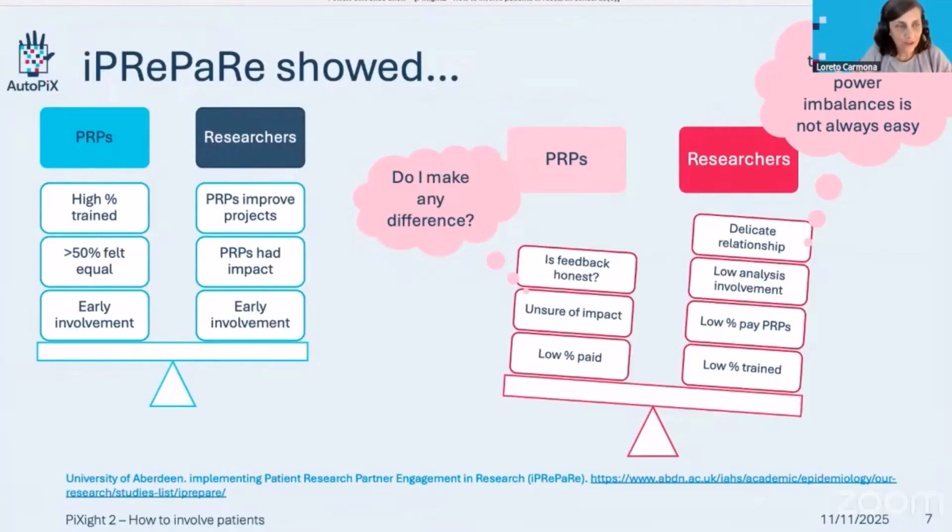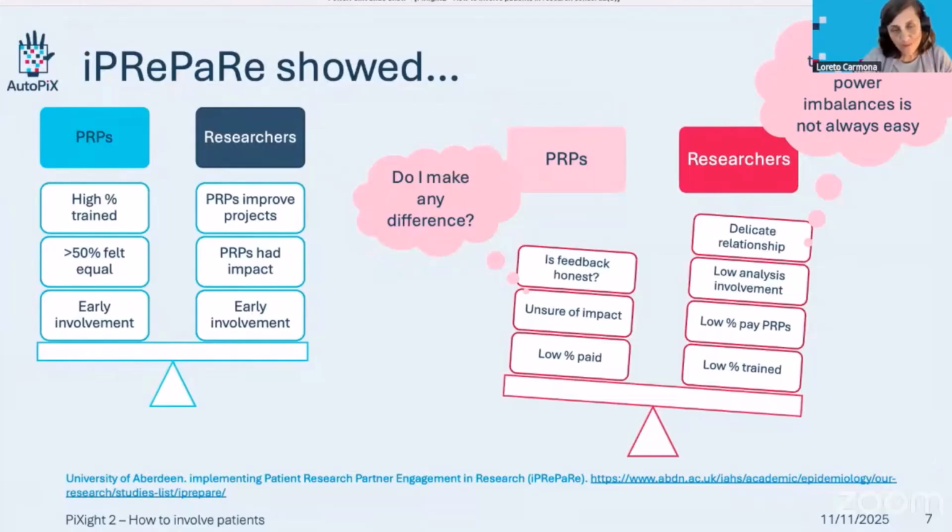And what we saw on one hand, which is the good part, what I put in blue, is that a high percentage of the PRPs are trained, more than 50% felt equal in their projects, and they were involved early. And the researchers thought about the PRPs that they improved the projects, that they had some impact, and they will prefer to have them involved early. But there were some problems as well.